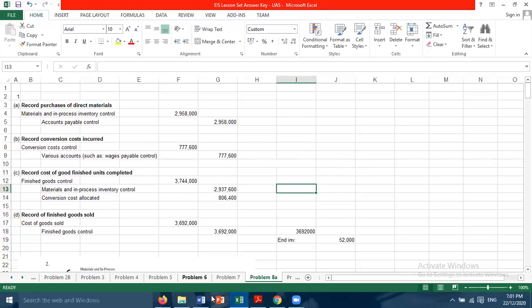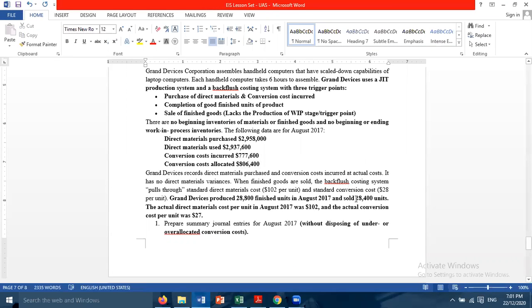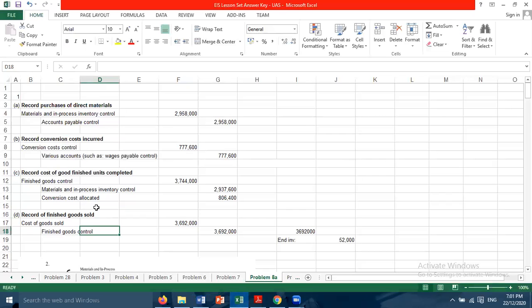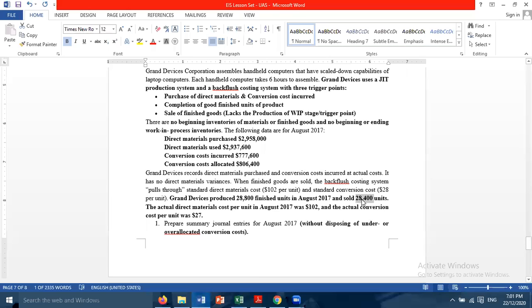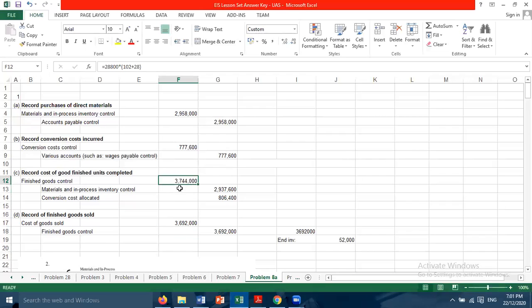Then next, the last stage, which records finished goods sold, is simply cost of goods sold debit, and finished goods control credited by the amount sold. As we can see here, it sold 28,400 units. So all we need to do is 28,400 divided by 28,800 multiplied by the finished goods control, and we will get the amount allocated to cost of goods sold. Or we can do it like this: 28,400 divided by 28,800 multiplied by 3,744,000, which will be 3,692,000.